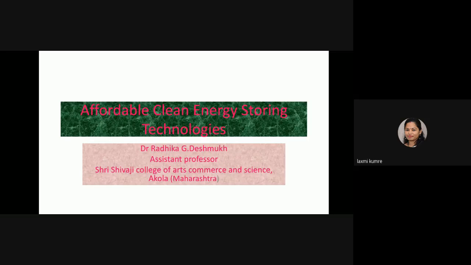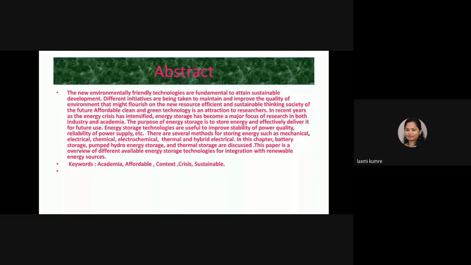The abstract is here. The new environmentally friendly technologies are fundamental to attain sustainable development. Different initiatives are being taken to maintain and improve the quality of the environment that might flourish on the new resource efficient and sustainable thinking society of the future. Affordable clean and green technology is the attraction to researchers. In recent papers, as the energy crisis has intensified, energy storage has become a major focus of research in both industry and academia. The purpose of energy storage is to store energy effectively and deliver it for future use.